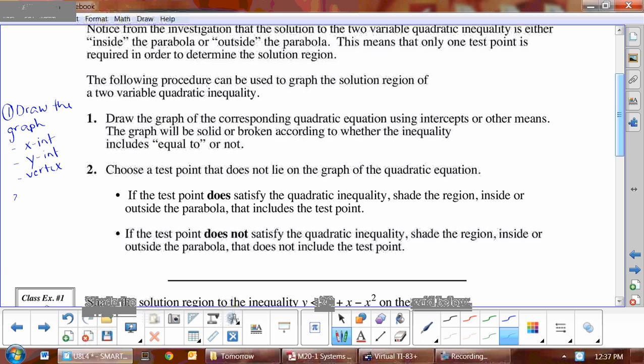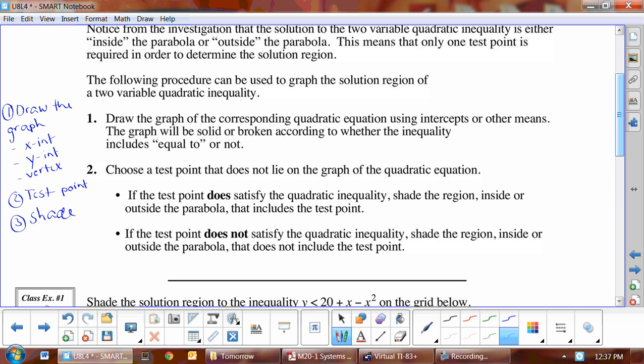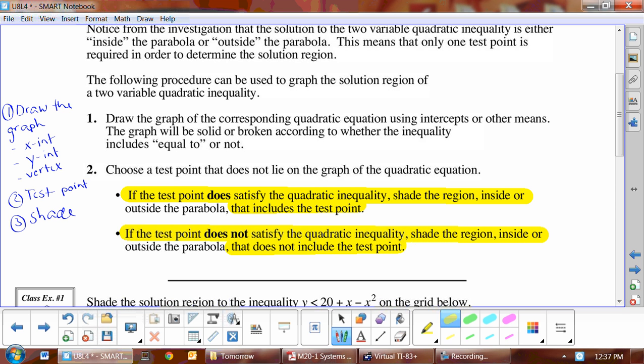The other thing we have to do, step 2, is always find our test point, and then test it, of course. And then the third step is always to shade the appropriate area. If the test point satisfies the inequality, so if it's true, shade the region that includes the test point. If the test point does not satisfy the inequality, shade the part that does not include the test point.